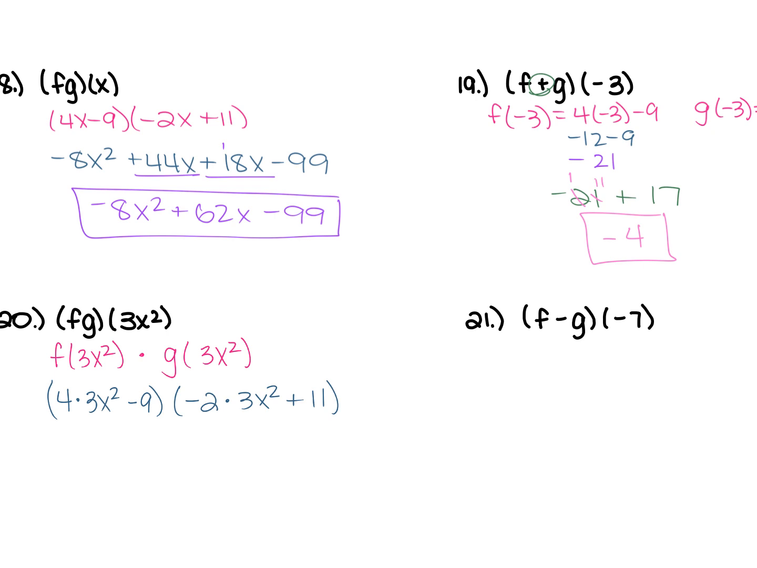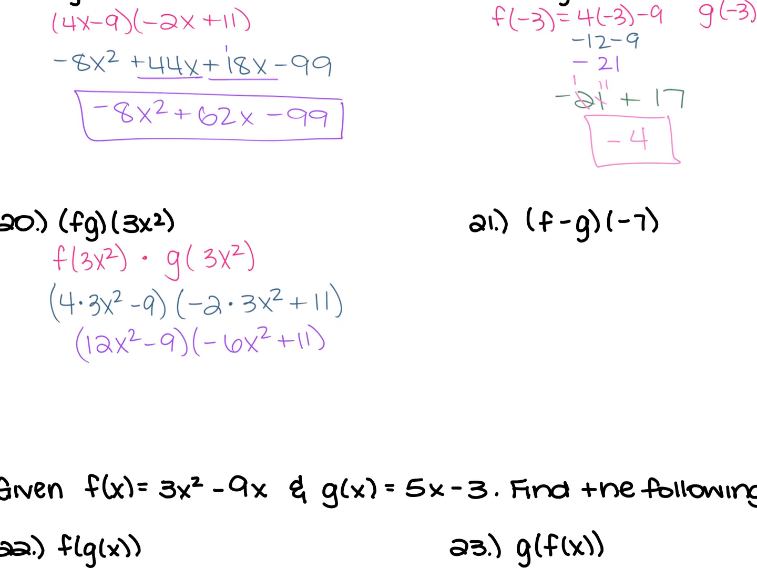If we look at the first set of parentheses, the 4 times 3x squared is 12x squared minus 9. The second set of parentheses, the negative 2 times 3x squared, is going to give us negative 6x squared plus 11. So from here, we're going to FOIL this out. So 12x squared times negative 6x squared is going to give you a negative 72x to the 4th power. Then you have 12x squared times 11. Your 12 times 11: 1 times 2 is 2, 1 times 1 is 1, 0 goes down. That's 2 and 1. We add, so that's 132.